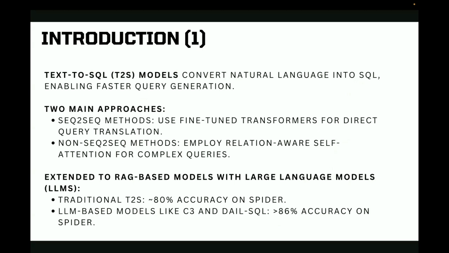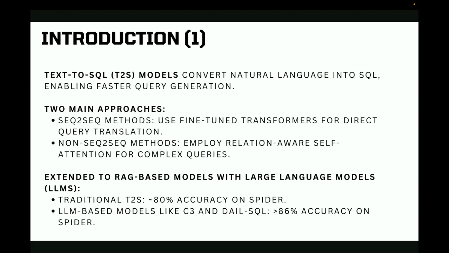There have been two main types of text-to-SQL models. The first is sequence to sequence, which uses fine-tuned transformers on your SQL and tabular models, and then you use it for direct query translation. The second type is non-SQL to SQL, which uses relation-aware self-attention models for complex queries. These have been successful in the past 20 years.